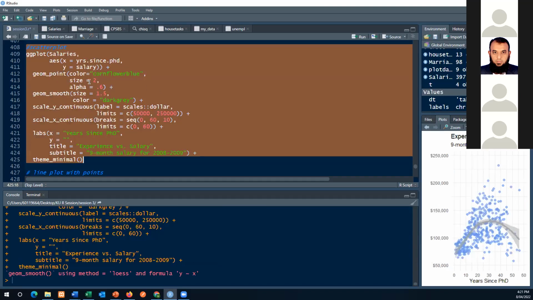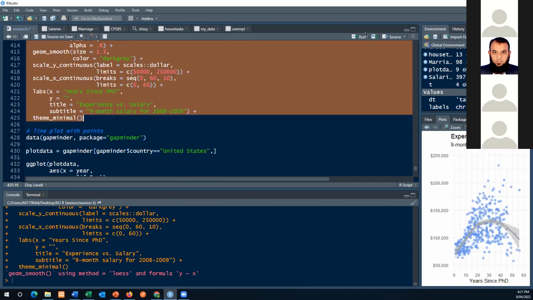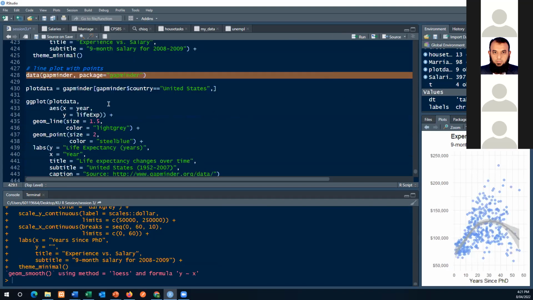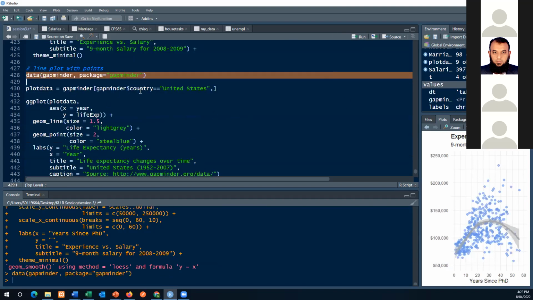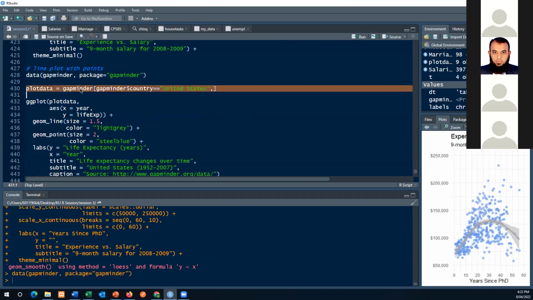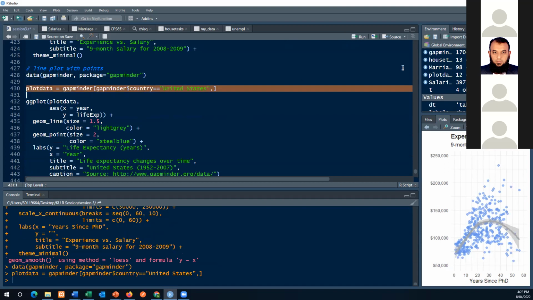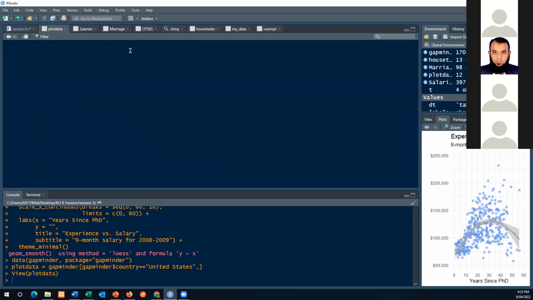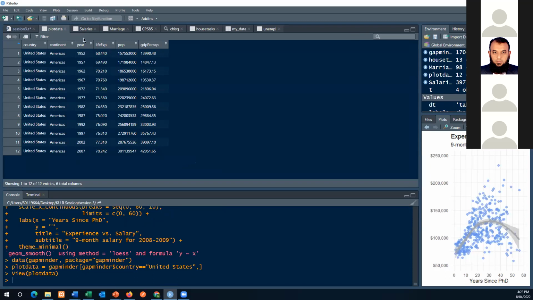Then a line plot. We're getting data from Gapminder, and in this case, we are getting only the country data for US. So plot data selects the data only for US from Gapminder. What does that plot data look like? It shows the country US, the continent, then year, life expectancy, population, and GDP per capita. This kind of data we have got from the Gapminder data sets. It has all countries' data, by the way.